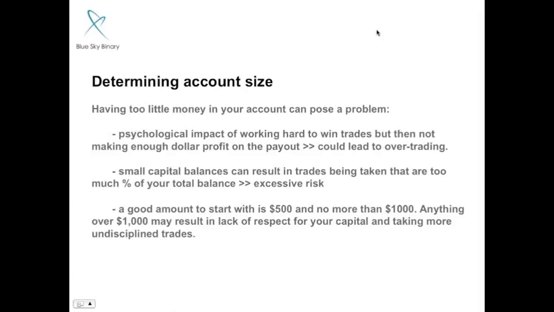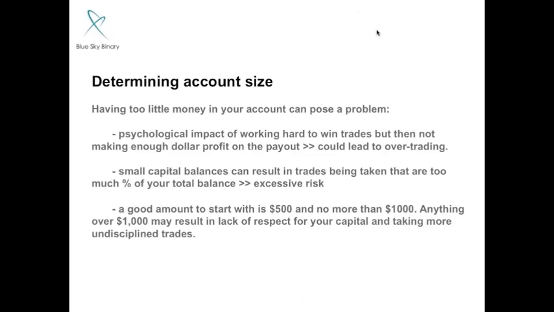So the first tenet of proper money management is determining the account size. Having too little money in your account can pose a problem. Firstly, there's a psychological impact of working really hard to identify trade setups and then entering the trade and then going through the motions while the trade is in progress, and that can be a wild ride sometimes. And then at the end, when you win, you do want to be rewarded with a decent payout. If you're taking $5 trades, $10 trades, the payouts just in absolute dollar terms are not worth your while. And so this could lead to overtrading.